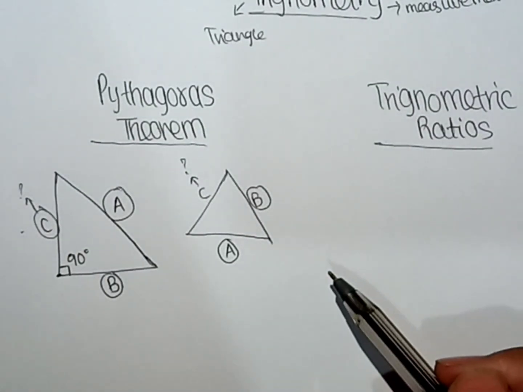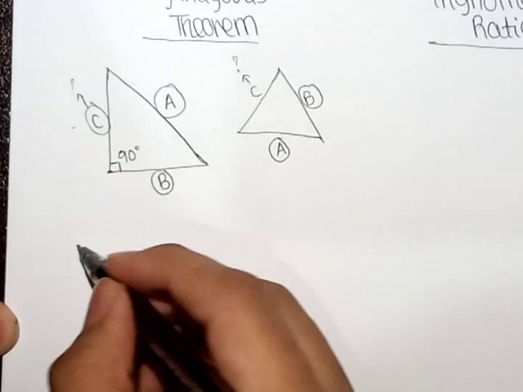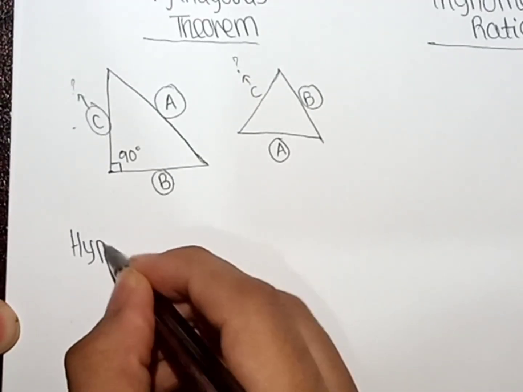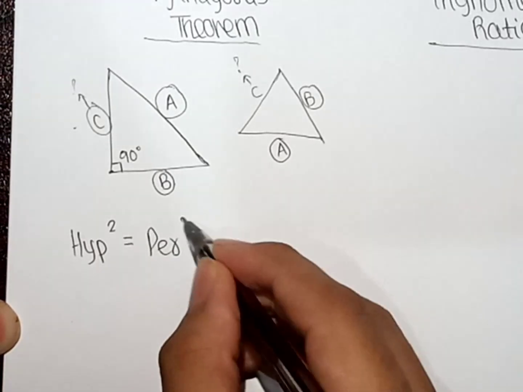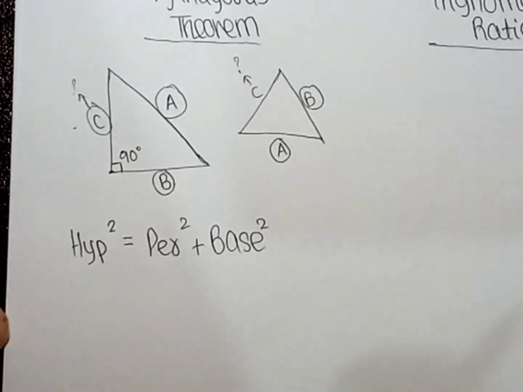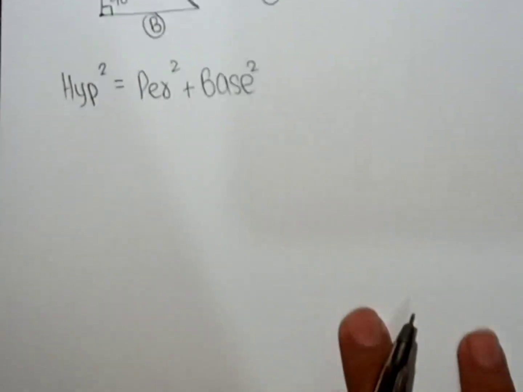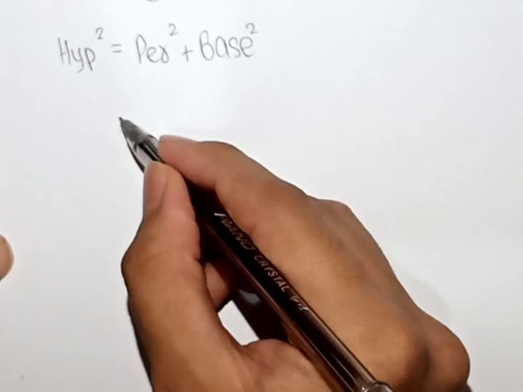So how can you find out? It is by applying the Pythagoras theorem. How can you apply the Pythagoras theorem? Hypotenuse square is equal to perpendicular square plus base square. Are you confused about it? Obviously. So first we need to understand what hypotenuse, perpendicular and base are.